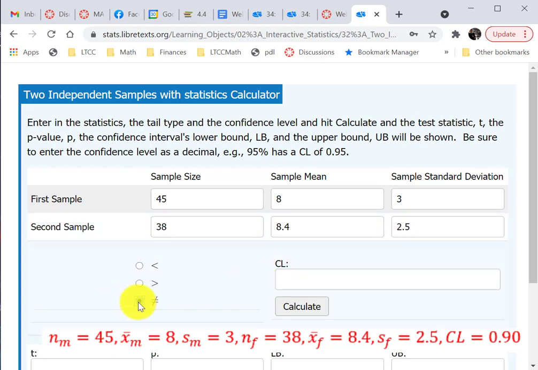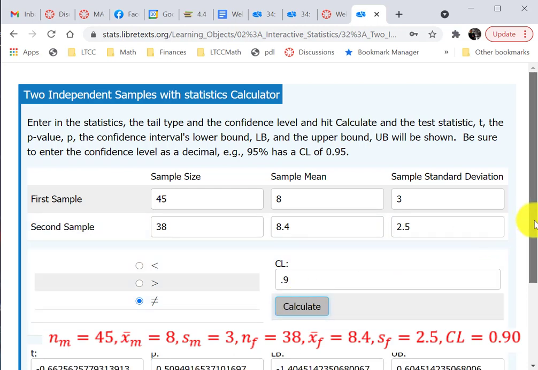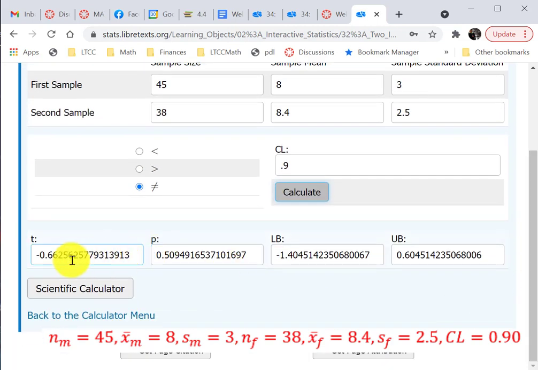We wanted a not equal to. We're checking to see if they're different. And the confidence level here was 0.9. So as you're used to, I hit calculate. And look at that. We have a p-value of about 0.51. Okay, way high. And our lower bound is about negative 1.4, and our upper bound is about 0.6.